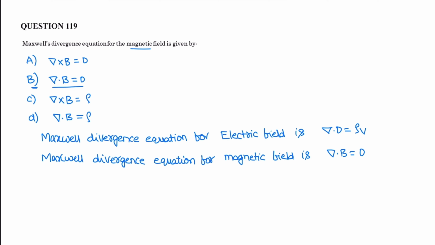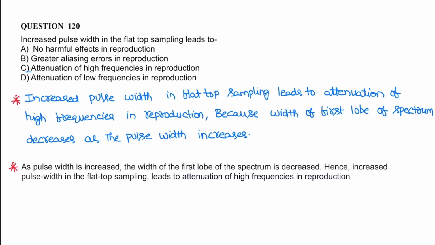Next question. Increased pulse width in flat top sampling leads to. So increased pulse width in flat top sampling leads to attenuation of high frequencies in reproduction because the width of the lobe of the spectrum decreases as pulse width increases. Thus, as pulse width is increased, the width of the first lobe in the spectrum is decreased. Hence, increased pulse width in flat top sampling leads to attenuation of high frequencies in the reproduction.